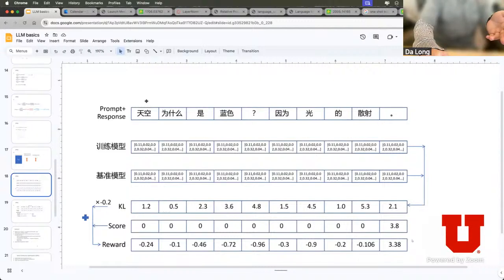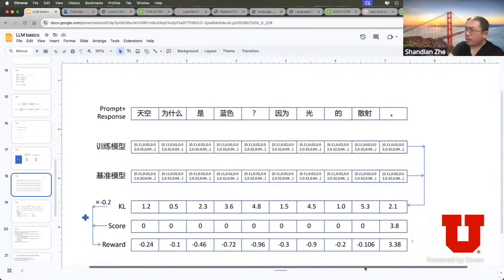You also need to put the prompt plus the response into the reward model. But the reward model only outputs the reward at the last token, and for all the previous tokens it is just 0 reward. Then you add them token by token, and you get the reward for each token.